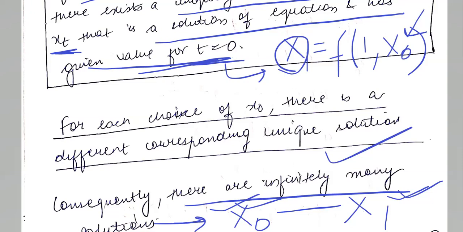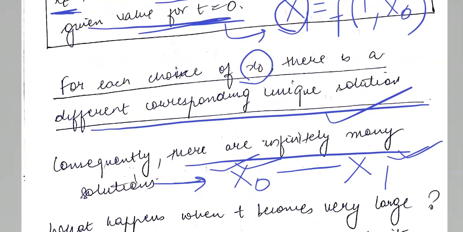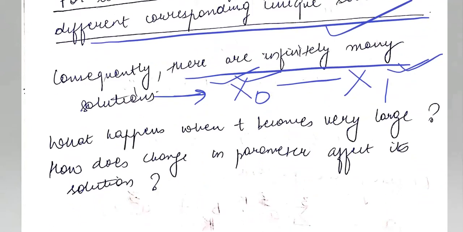But for any given x naught, if I fix the value of x naught to 4, then the value of x1 would also be fixed to a particular value. So then you would have a unique solution. For any given x naught, correspondingly you will have a unique solution. But as you keep on changing x naught, the value of x1 will keep on changing and xt will also keep on changing.